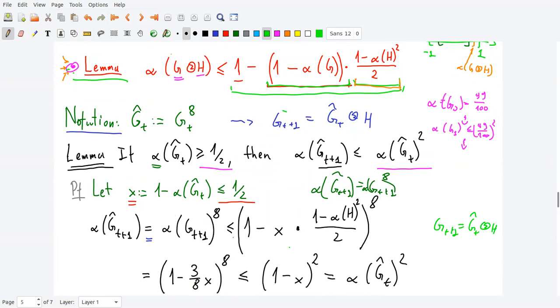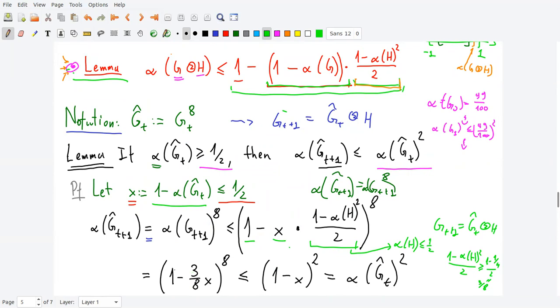Yeah, so because this is a zigzag, I can write this at most 1 minus, now x is 1 minus alpha of GT hat. Yes, and here I've got this factor depending on expander H. And what we assumed about H, we know that alpha of H is at most 1/2. So H was a good expander, which means that 1 minus alpha of H squared over 2 is at least 1 minus 1 over 4 over 2, which is 3/8.